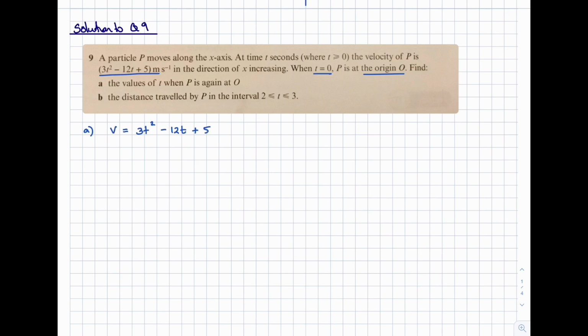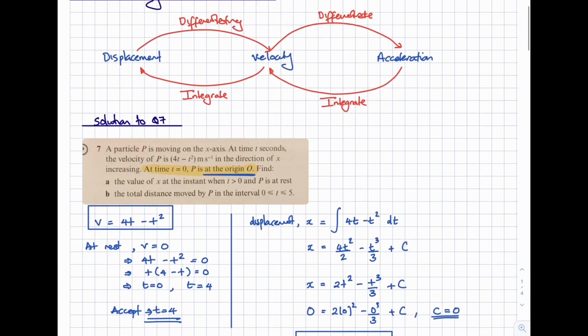So if we want to work out the value of t for when the particle is going to be back at the origin, we need to understand that the overall displacement is going to be 0. So when the particle is back again at 0, it means the displacement is going to be equal to 0. So in this case, we need to work out an expression for displacement. Let's go back to the top over here again. To work out displacement from velocity, we need to integrate.